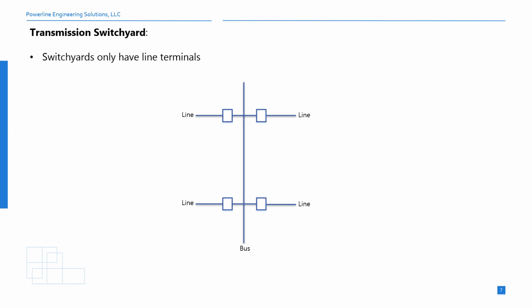A switching station is a substation without transformers and operates only at a single voltage level. As shown in this illustration, switching stations only have line terminals. Switching stations are essential in maintaining reliability of the transmission grid during contingencies and outages.